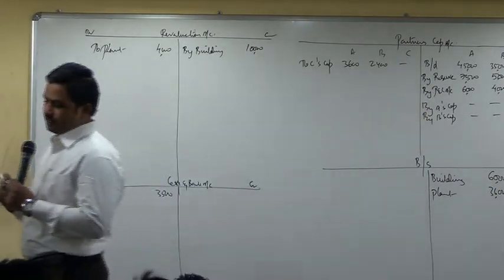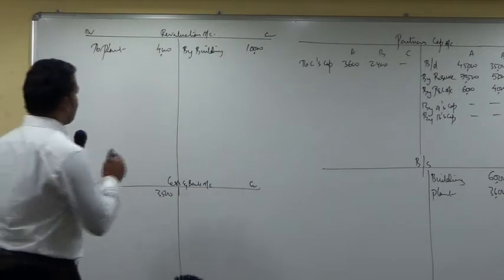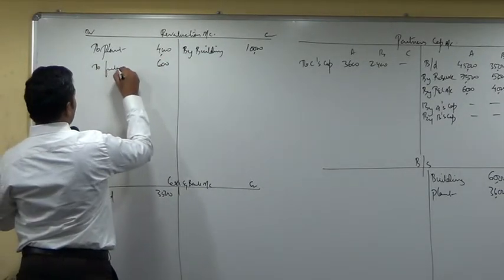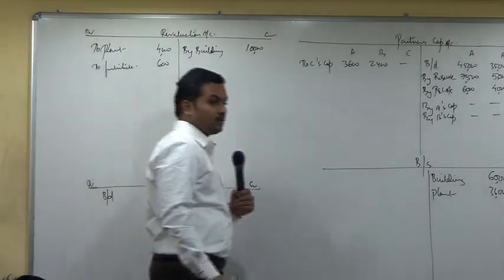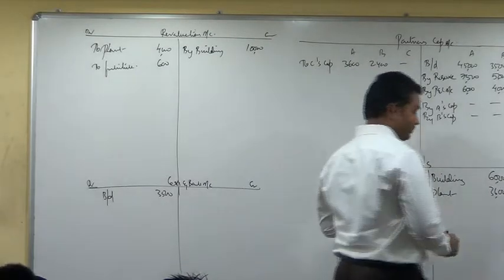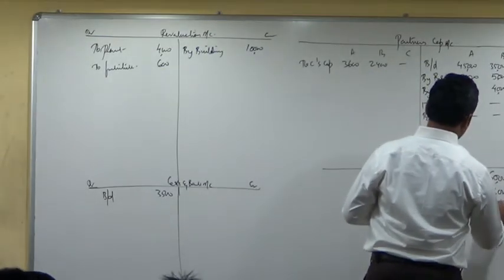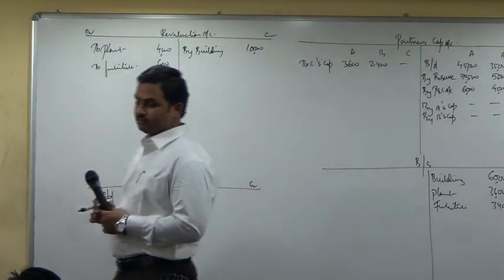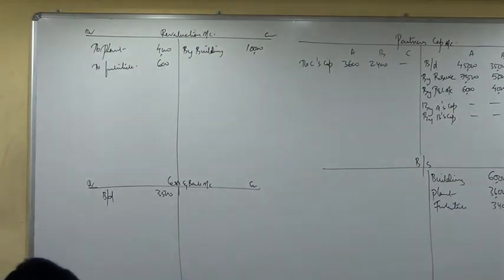Furniture is depreciated by how much? Furniture is depreciated by 15%. 4,000 at 15%, how much is it? 600. Furniture, how much? 3,400. Plant value has reduced. Furniture value has also reduced.